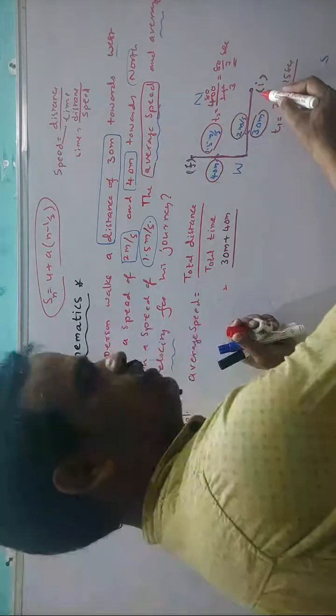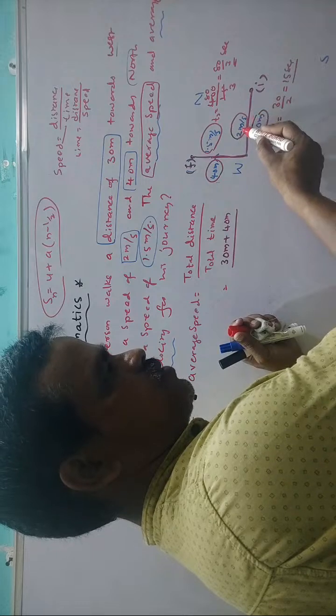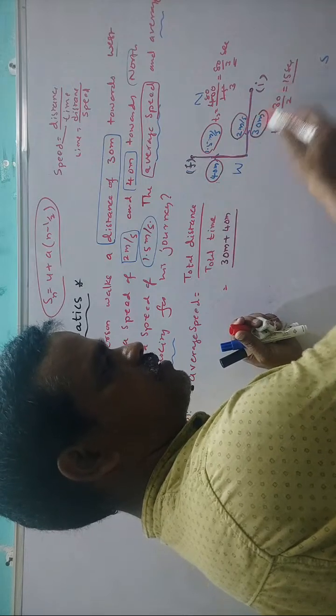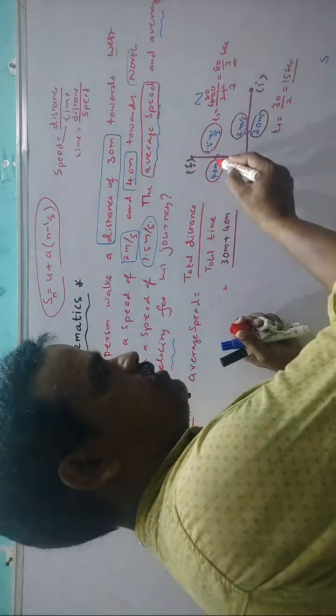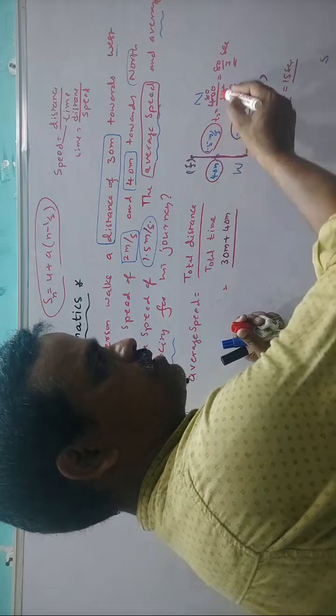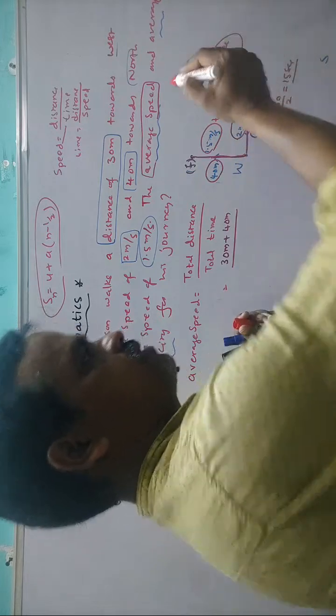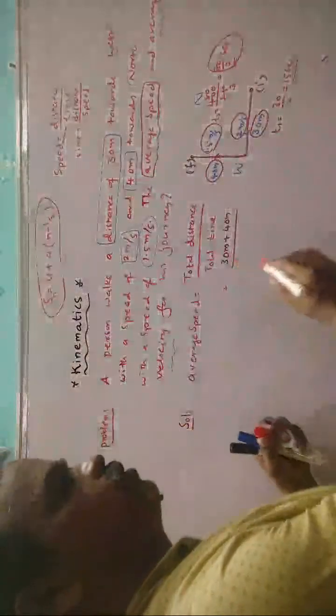So the person walked 30 meter with 2 meter per second in 15 seconds up to here. Then he traveled towards north. He covered 40 meter with 1.5 meter per second. He took time 80 by 3 seconds. So this is the situation here.